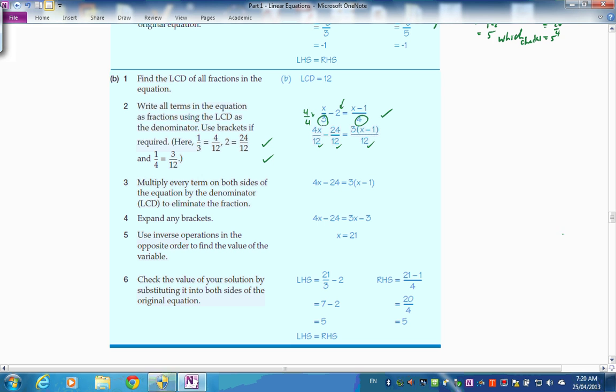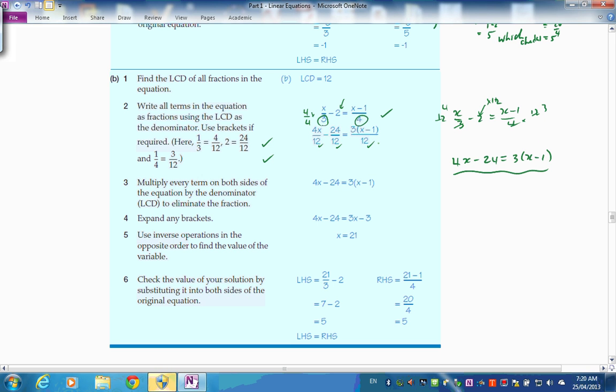So generally we wouldn't do that. If we were doing this problem, we would multiply everything by 12, so it would be 12x, that would cancel. This would be times by 12, this would be times by 12, and it would cancel, so I'd have 4x take 24 equals 3x take 1. So that was that other method we were doing before.